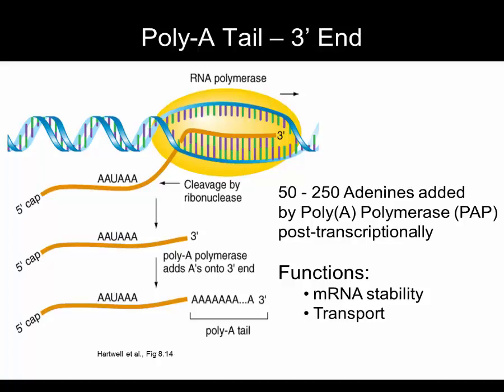Next, we have the adding of the 3' poly-A tail. The last part of the transcript is removed by a ribonuclease, and an enzyme called a poly-A polymerase adds 50 to 250 adenine nucleotides to the end of the chain.